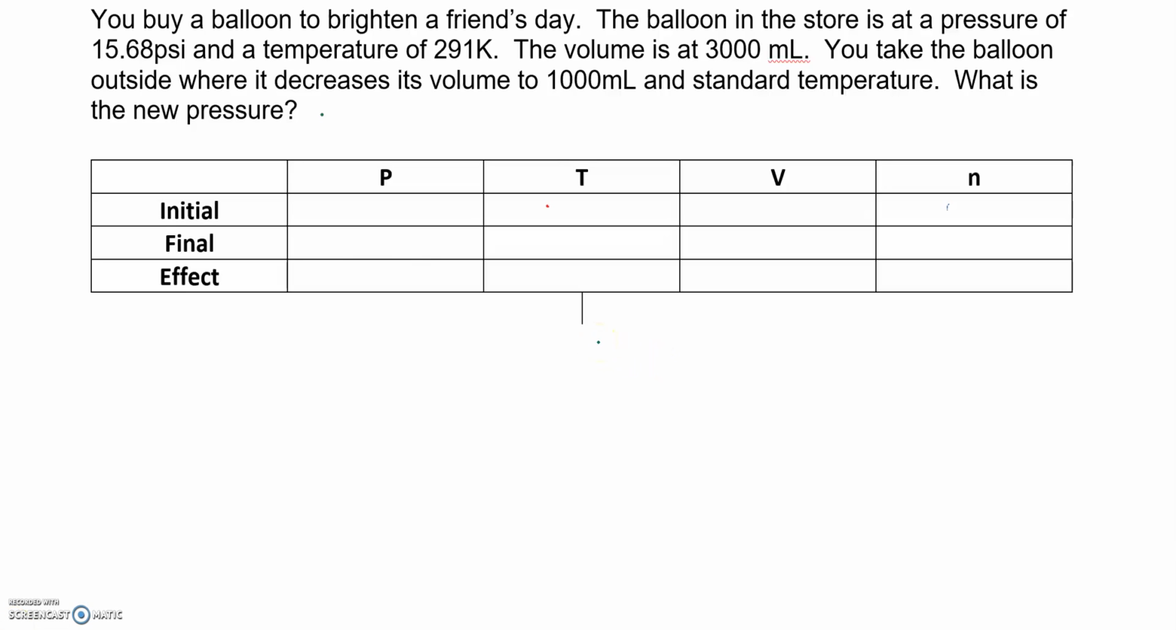Hello, today we're going to do a 3-variable PVnT table. The other two that we did were just 2 variables. Now we're going to try 3. We're going to think of a balloon. You buy a balloon to brighten a friend's day.